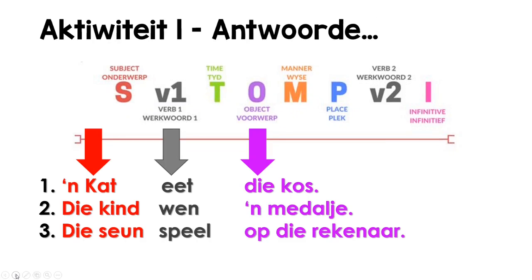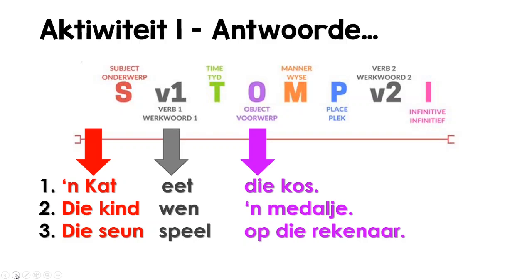Nummer 1. 'N kat is the subject, eet is your verb and object die kos. Nummer 1. 'N kat eet die kos. Wie, 'n kat, wat doen hy? Hy eet of sy eet en wat, die kos. Nummer 2. Die kind is die subject, wen, verb 1 en 'n medalje, 'n object. The child wins a medal. Die kind, wie, wen, what's happening? What's the action? En object wat. Die kind wen 'n medalje. Who won what? Nommer 3.